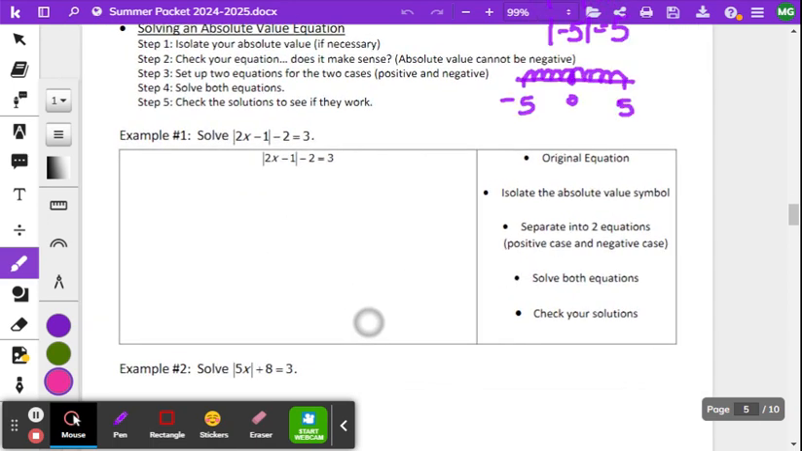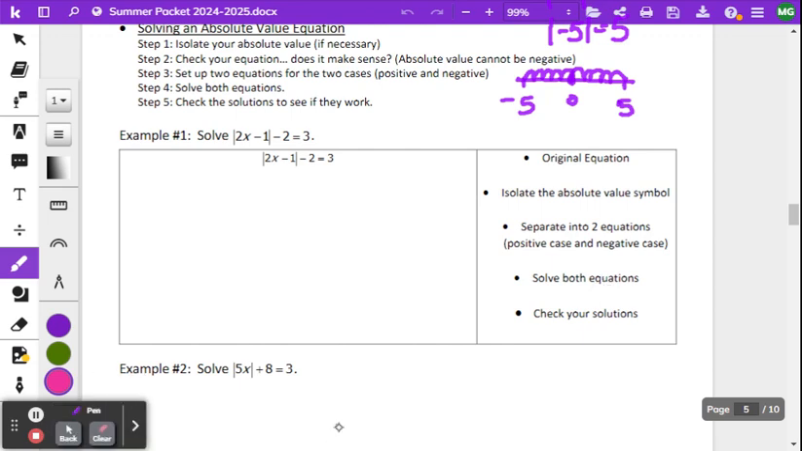So looking at our steps, I have them listed at the top here and also on the side. The first thing we're going to do is isolate our absolute value. So in other words, if we look at this equation, we have the absolute value of 2x minus 1, minus 2 equals 3. Well, the first thing we're going to do is move that 2 over. And what that does for us is it isolates our absolute value. So we have the absolute value of 2x minus 1 equals 5.